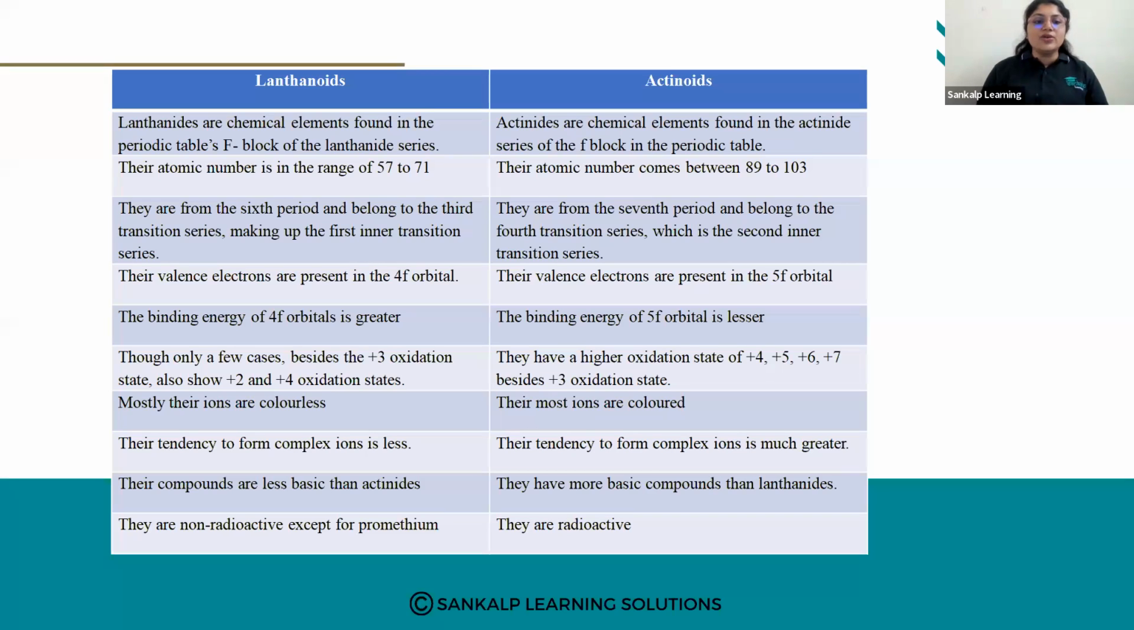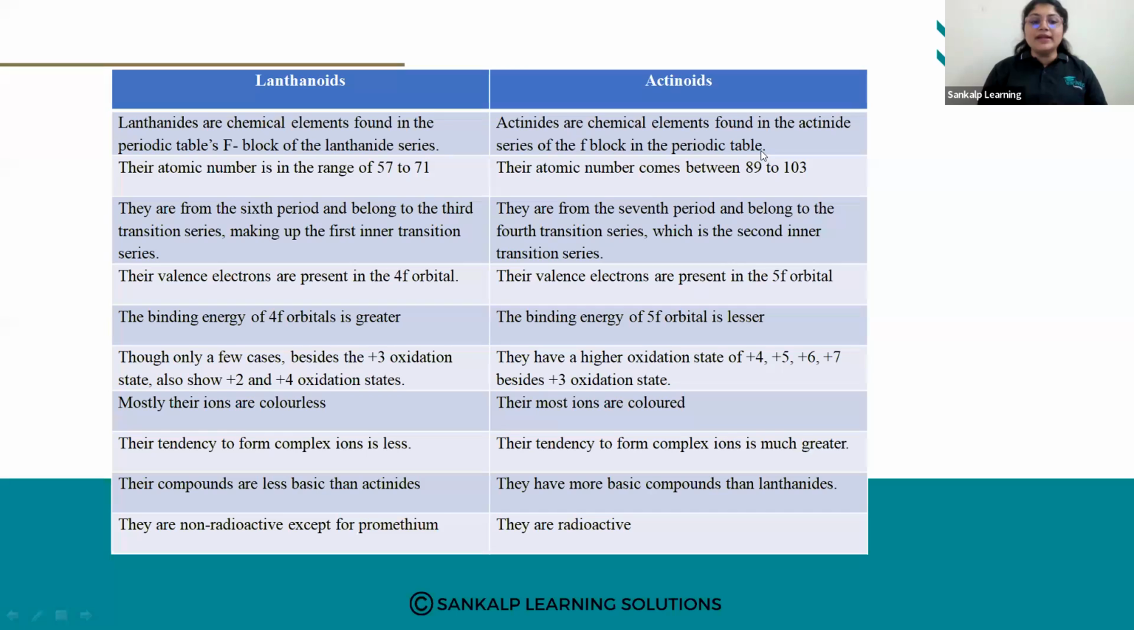Next difference: lanthanoids are from the sixth period and belong to the third transition series, making up the first inner transition series. And actinoids are from the seventh period and belong to the fourth transition series, called the second inner transition series. Then in lanthanoids, the last electron occupies the 4f orbital, and in actinoids, the valence electrons are present in the 5f orbital.